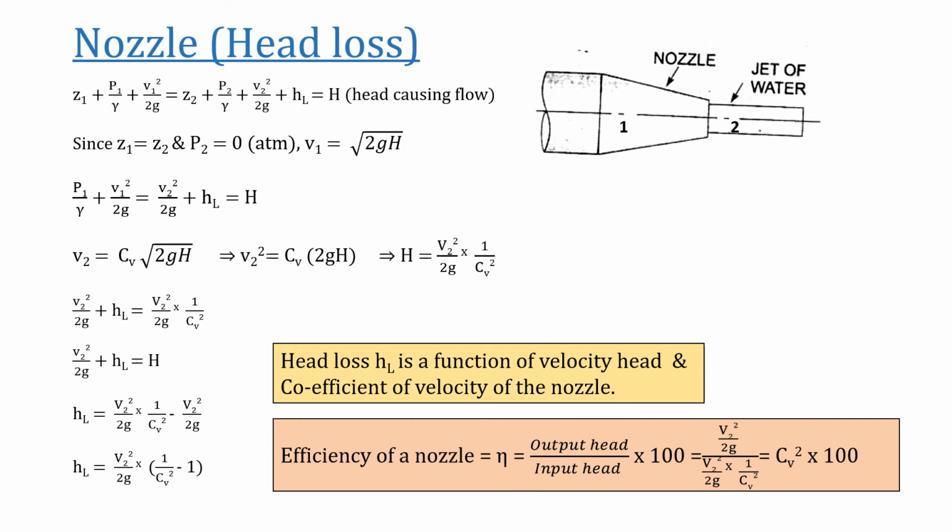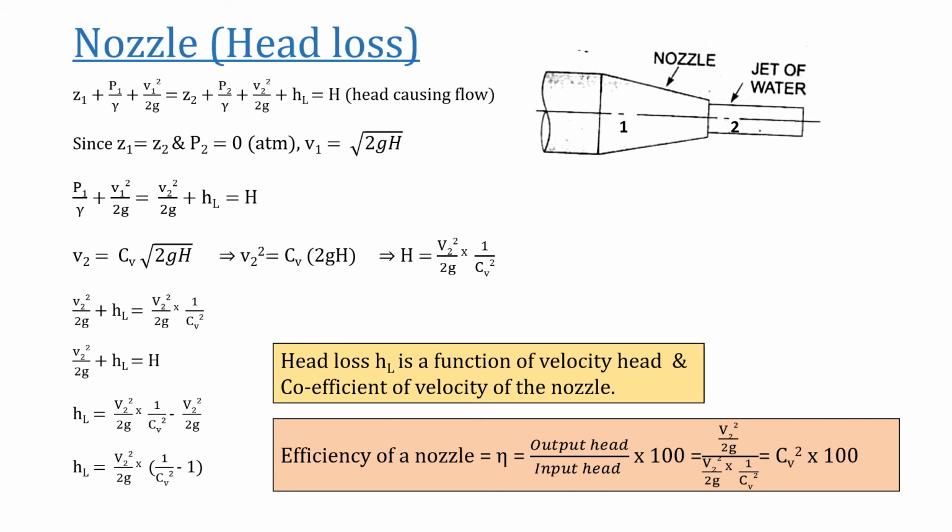We also know we can compute V2 using the coefficient of velocity, which is the ratio of actual velocity to theoretical velocity. So V2 is Cv under root 2gh. Taking the square and then rearranging for h, the total head causing flow is V2 square over 2g into 1 over Cv square. Replacing the value of h in the above expression and rearranging it, we get the head loss equal to V2 square over 2g into 1 over Cv square minus 1.